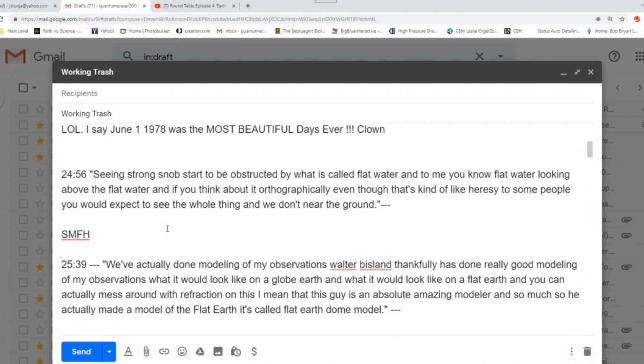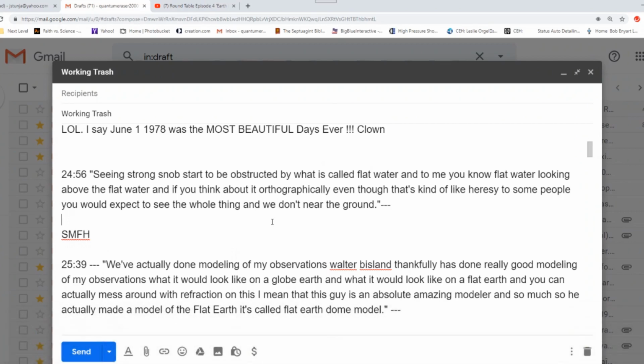Unbelievable. 2456. Seeing Strong's Knob, this is an actual place, so I didn't capitalize it. Sorry about that. Start to be obstructed by what is called flat water. And to me, flat water, looking above the flat water, and if you think about it orthographically, in other words, Muppet vision, even though that's kind of like heresy to some people, you would expect to see the whole thing, and we don't near the ground. Oh, I wonder why. Can I interrupt again here? You've just got me shaking my head.